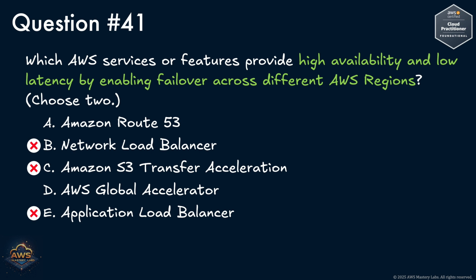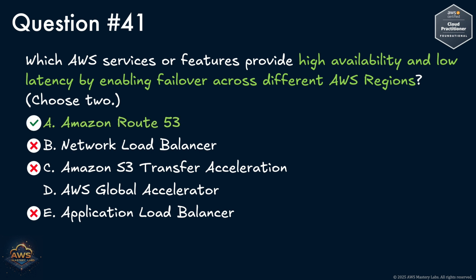Option E, Application Load Balancer. Application Load Balancer, ALB, operates at the application layer, layer 7, and balances traffic within a single region across multiple availability zones. While it ensures high availability within a region, it does not natively support failover across regions. Incorrect, because ALB provides regional high availability but lacks cross-region failover capabilities.